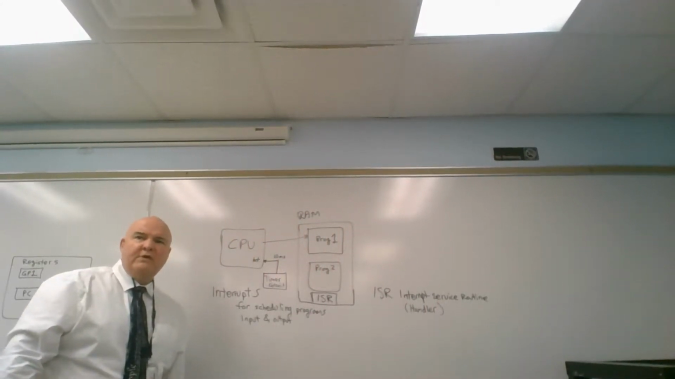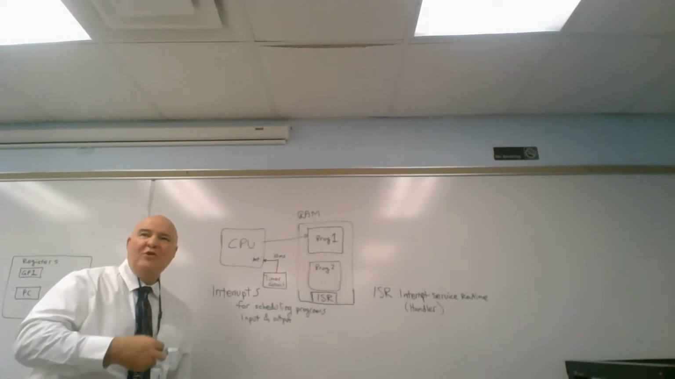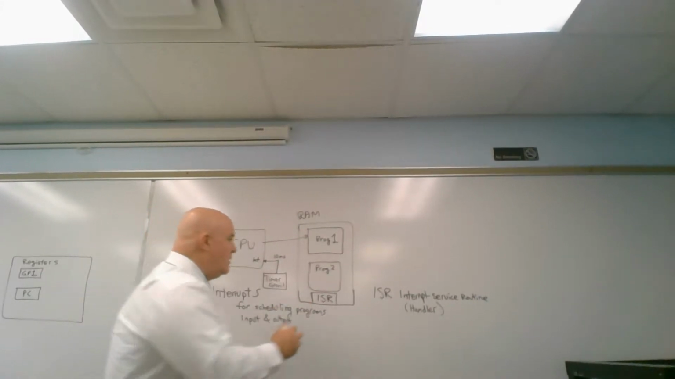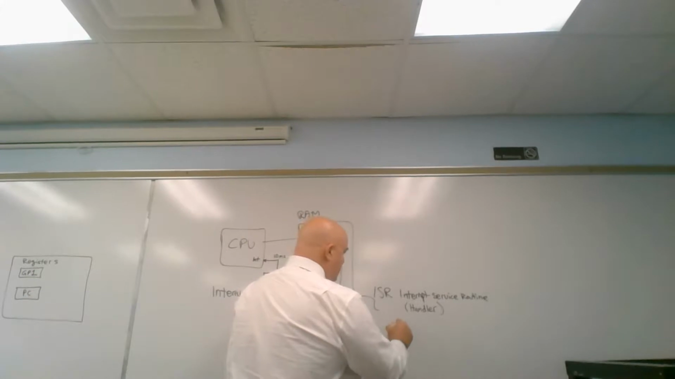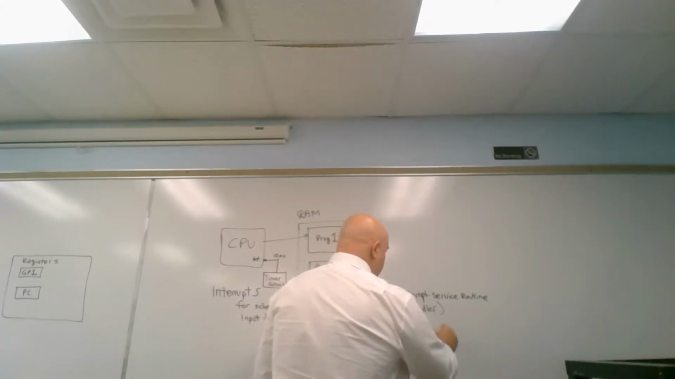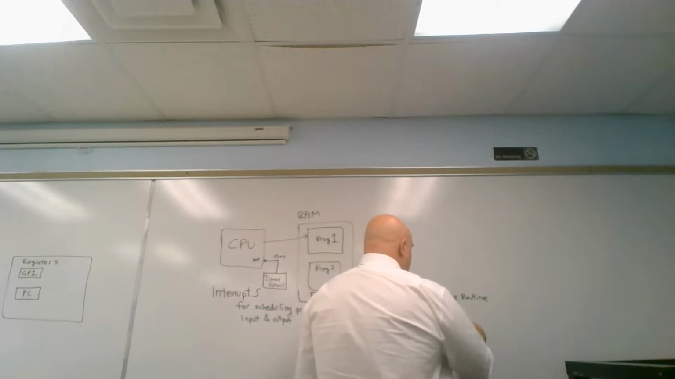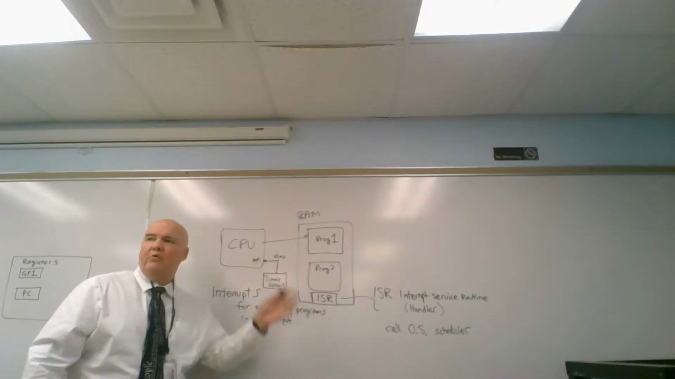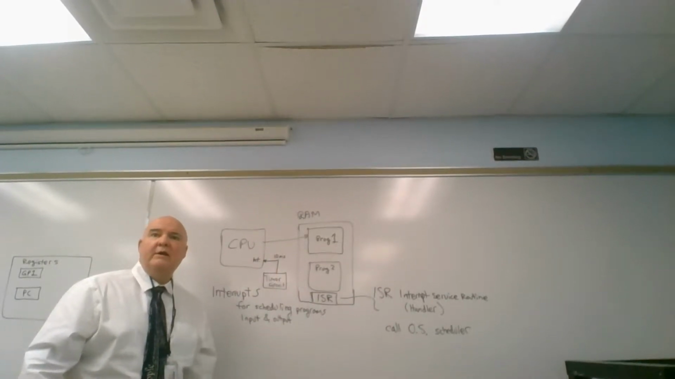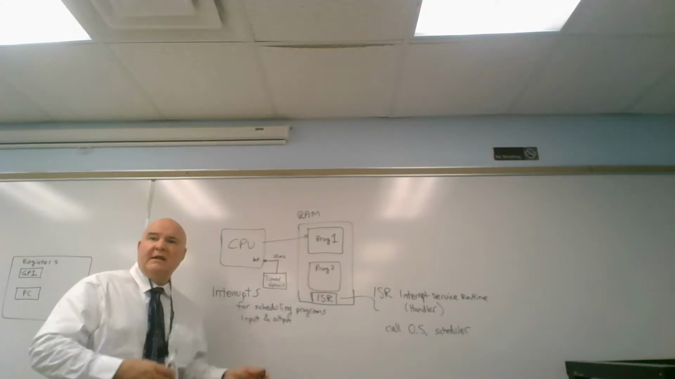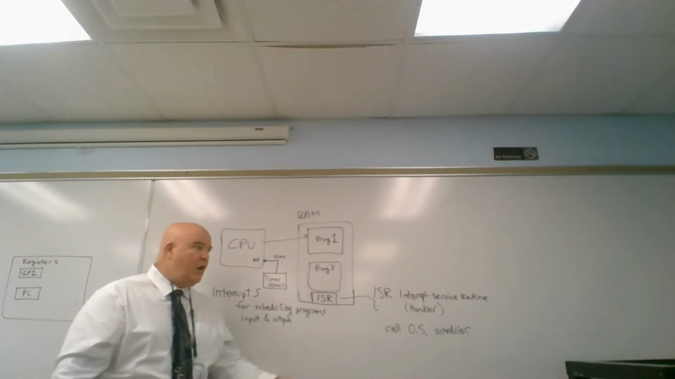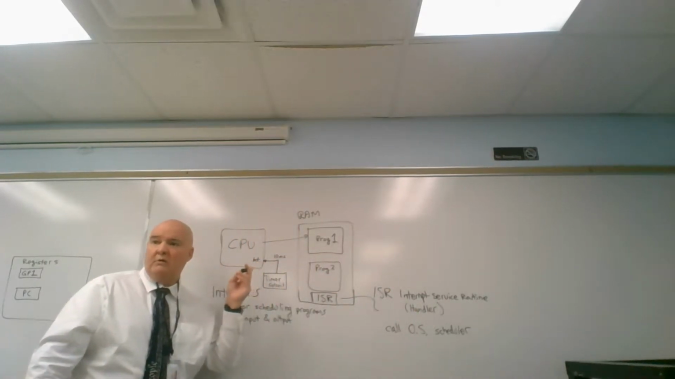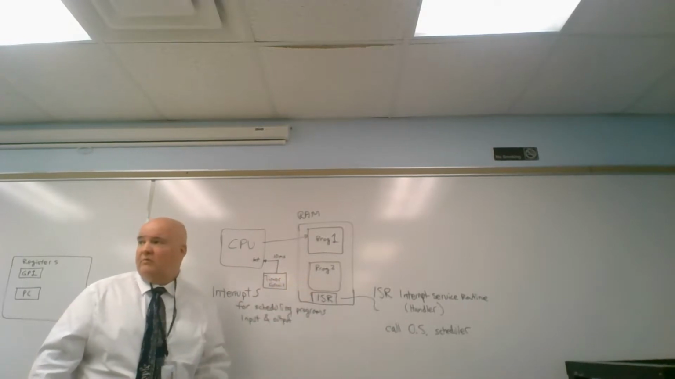The interrupt service routine will call the operating system scheduler. So in this code, we have a call to the OS scheduler. And the OS scheduler is keeping track of what programs have been loaded in memory, what program is currently running, how long it's been running, is it time for another program to run. And the OS scheduler will decide whether or not program 1 gets to continue to run, or whether we need to switch to run program 2.